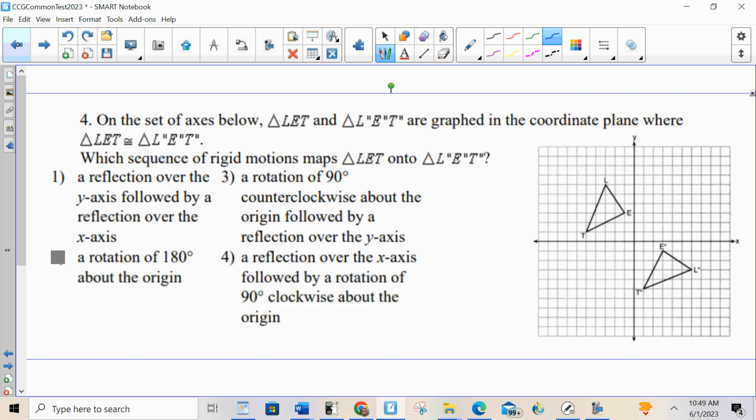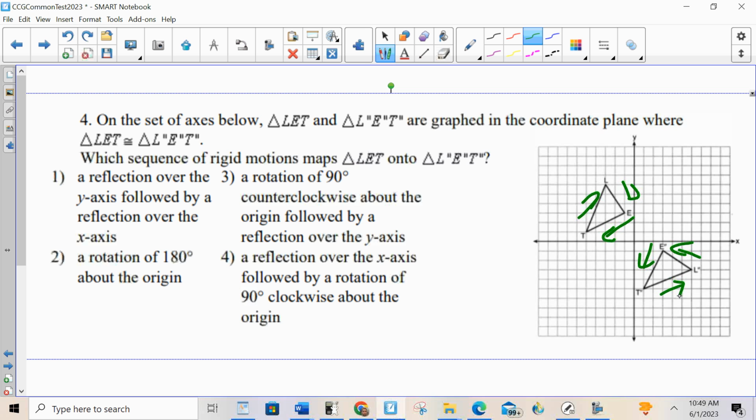So number 4, on the set of axes below, triangle LET and LET double prime are graphed in the coordinate plane. Which sequence of rigid motions will map one onto the other? Identify the transformations. Translate, rotate, reflect, check for orientation. Whenever you're identifying transformations, start by checking for orientation. The only one that changes orientation is a reflection. A single reflection will change orientation.